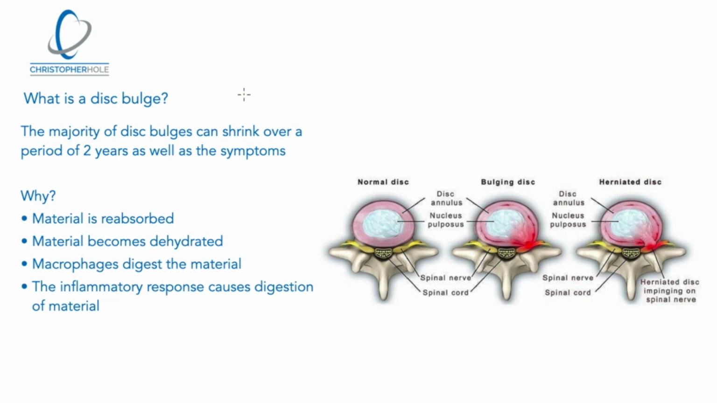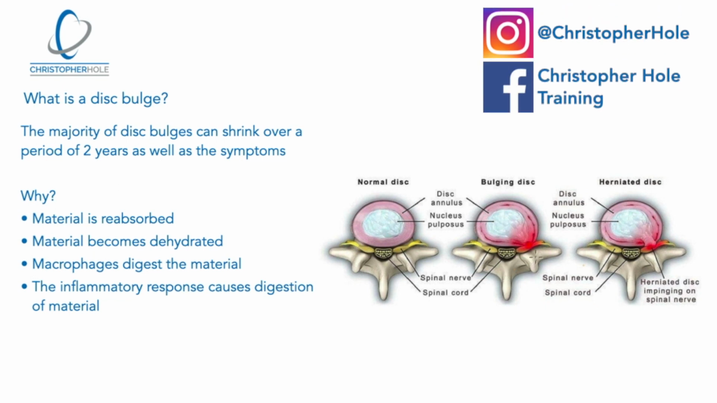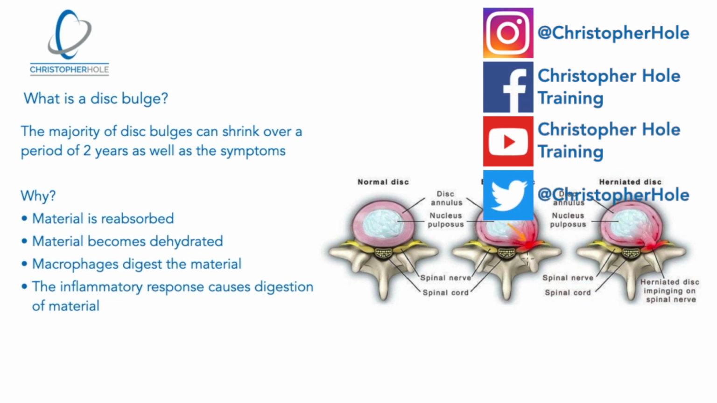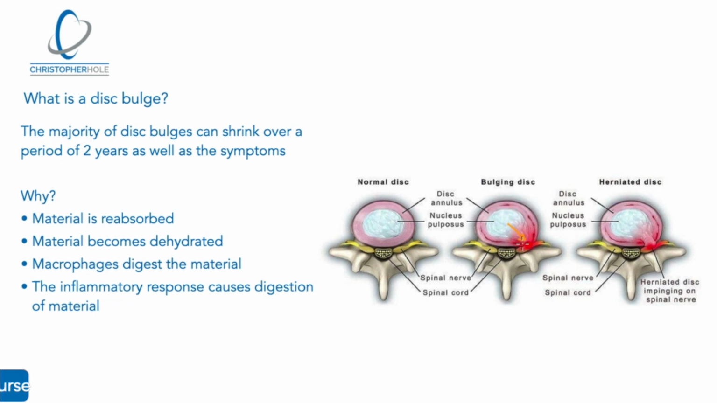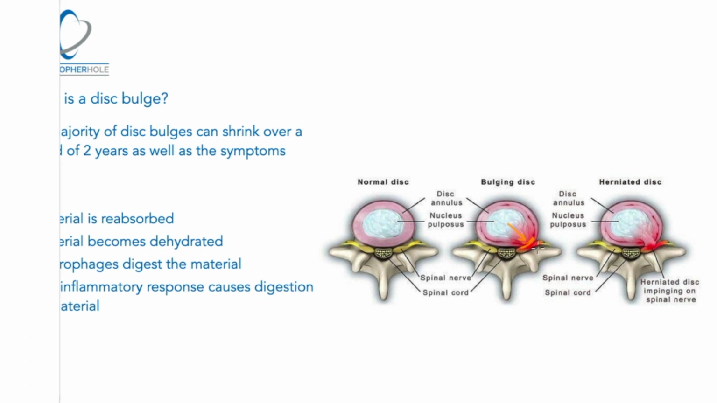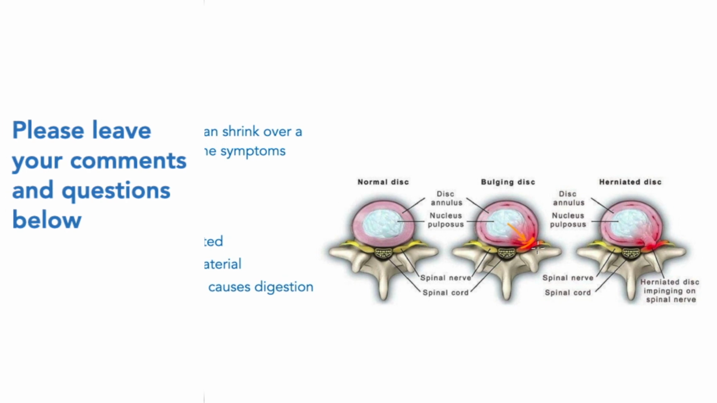The majority of disc bulges can shrink over the period of 2 years, as well as the symptoms. As we talked about, this migrating fluid on the inside can remigrate itself back, which will then take the pressure off the nerve and reduce the bulging of the disc and the symptoms, because it's not touching on the nerve anymore. So why does this happen?